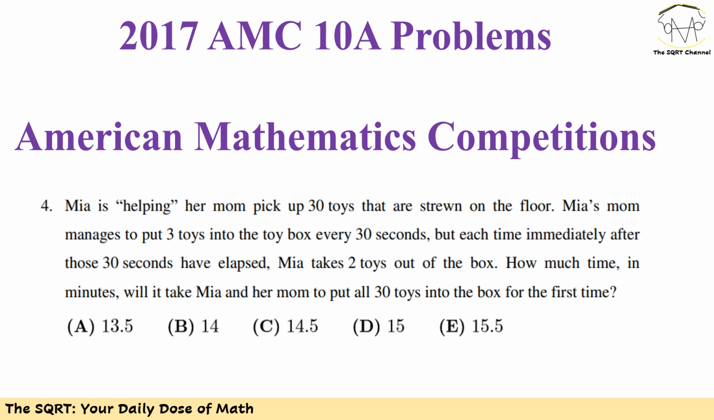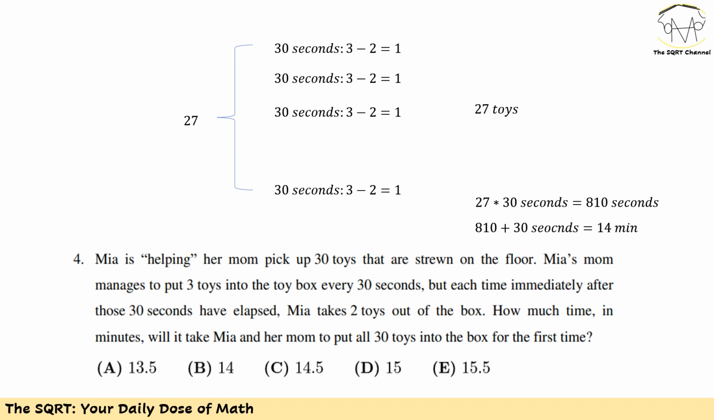So there are some keywords here that you need to notice. Think about this problem. I'm going to talk about the solution in a moment. Here the thing that we need to notice is after each 30 seconds we only have 1 toy in the box, since Mia's mother is going to put 3 inside, and then immediately after Mia is going to take 2 out of the box.